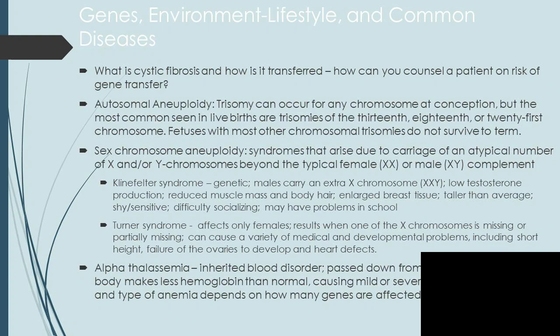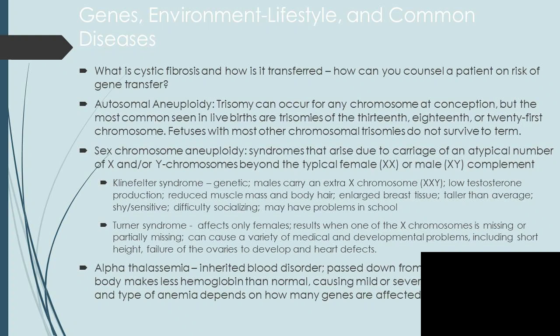Autosomal aneuploidy, also called trisomy. It can occur for any chromosome at conception, but the most common seen in live births are trisomies of the 13th, 18th, or 21st chromosome. The 21st chromosome trisomy is called Down syndrome. Fetuses with most other chromosomal trisomies do not survive to term.